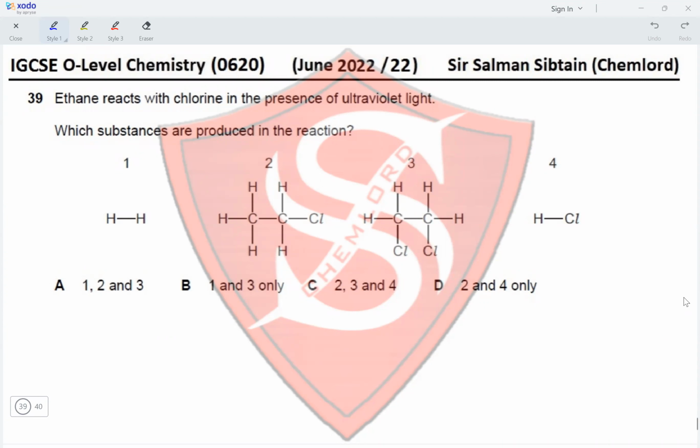So substance 1 is hydrogen. Hydrogen is not produced. Substance 2 is chloroethane. This is produced. Substance 3 is 1,2 dichloroethane. This is produced. Substance 4 is HCl. This is produced. So except for 1, all the three remaining products are produced, making option C the correct option for this question.